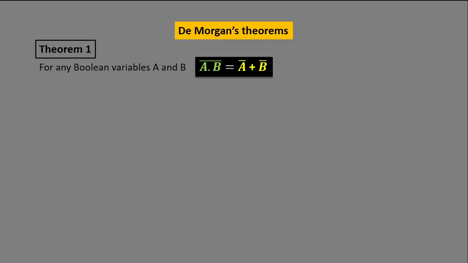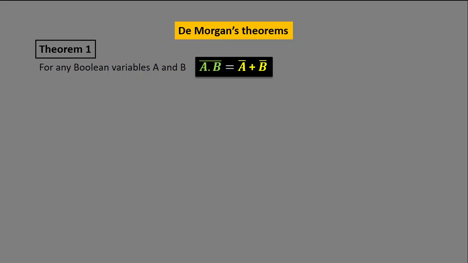This plus sign is describing OR operation between the two variables. Here the variables are not only A, they are complemented. So again I'll read this statement: complement of A and B is equal to complement of A or complement of B. This is the statement of De Morgan's first law, or we call it De Morgan's theorem. This is the first theorem which is describing the complement of AND operation.